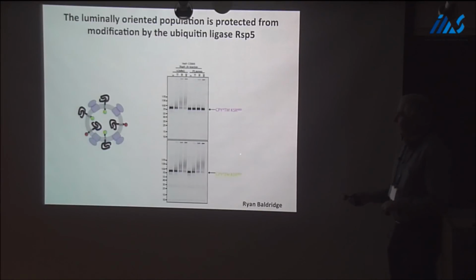We have another way of testing the orientation using a ubiquitin ligase called RSB5. Again, all the modification sites are in this large domain. And again, the green molecules are modified regardless of whether you have detergent present or not, whereas the red molecules are only modified when you have detergent present.